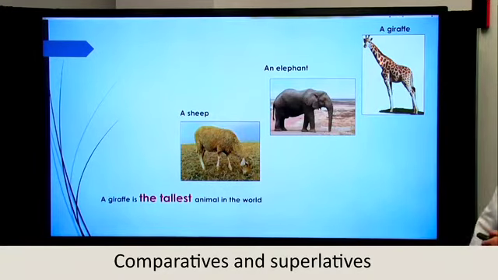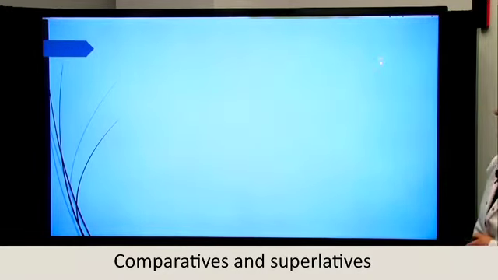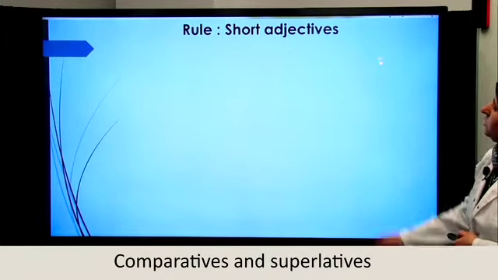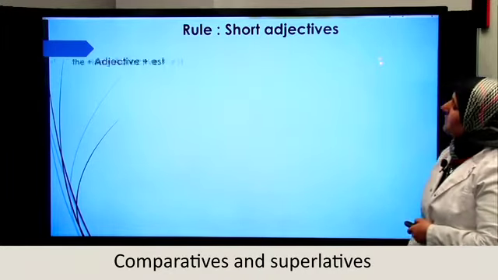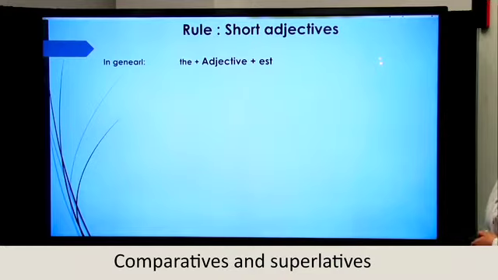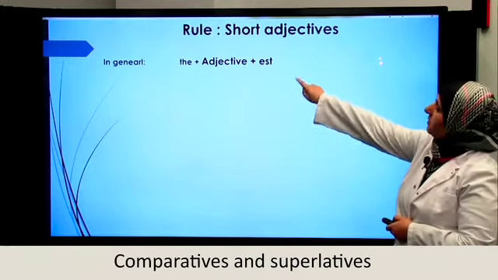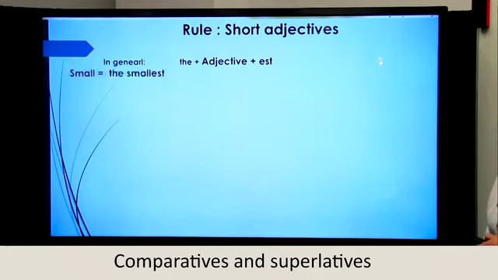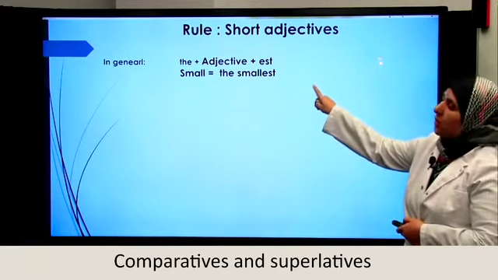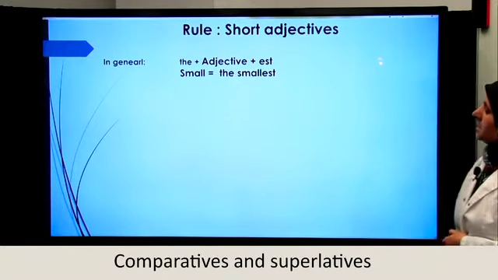Now, how do we form a superlative? Let's look at the rule. Rule also here for short adjectives. In general, we have the plus adjective plus est. So small, the smallest. Big, the biggest.